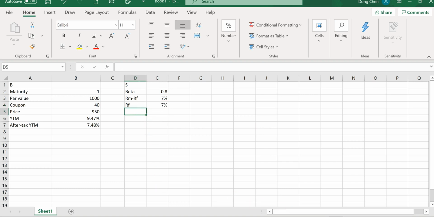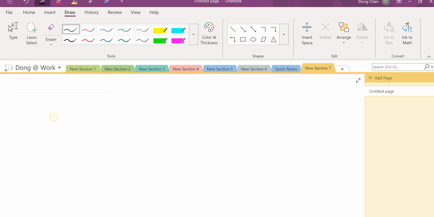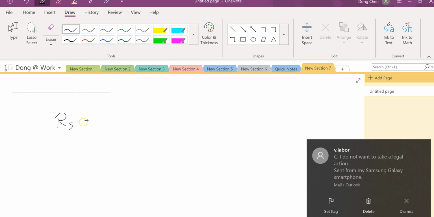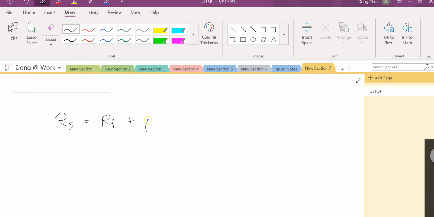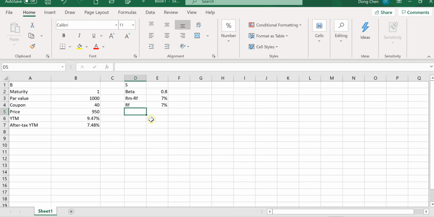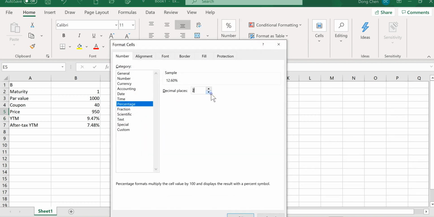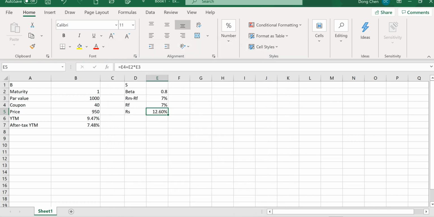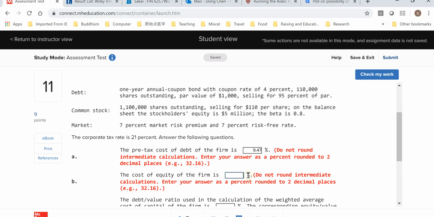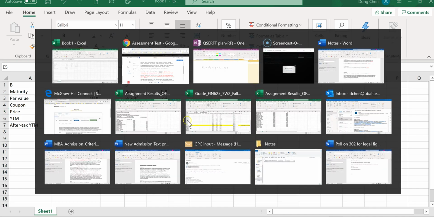So then we can use the CAPM, right? The CAPM says that the cost of equity equals the risk-free rate plus beta times the market risk premium, right? That's the CAPM. So then we can just plug in the numbers. So RS equals RF plus beta times this RM minus RF. Again, we need to change this format to percent, but only keep two decimal places as required by this rounding requirement. The cost of equity of the firm, so far everything is about the firm, right?